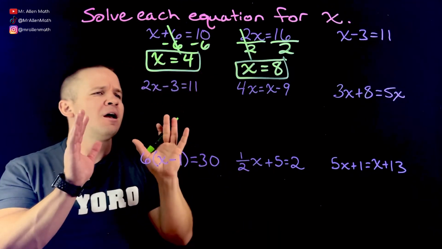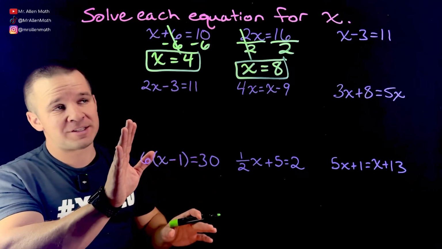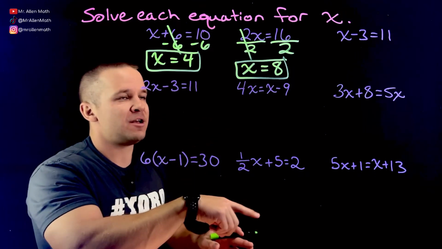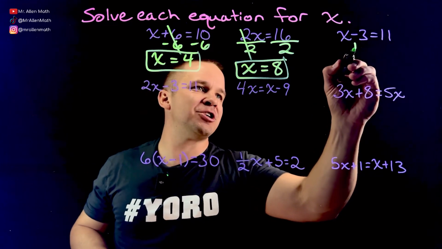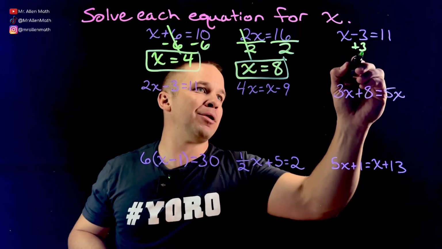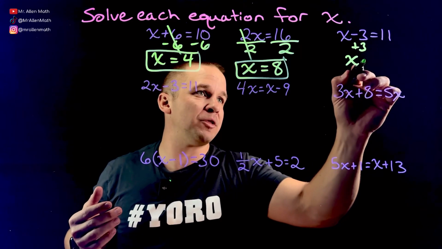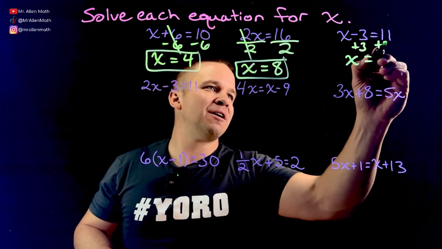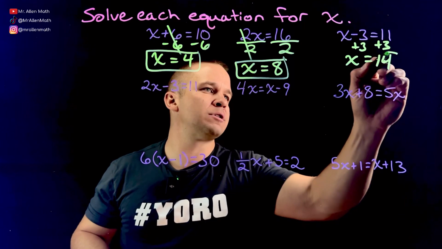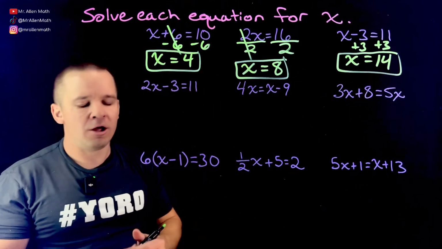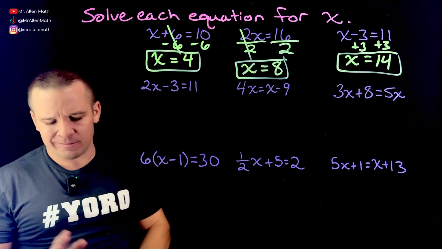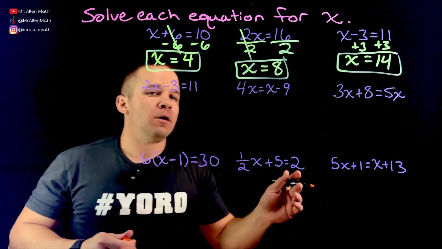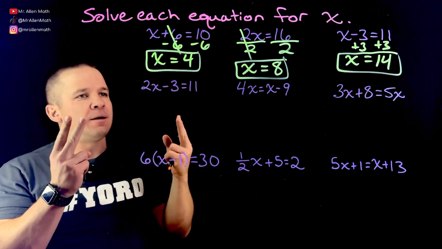All right. Last one of the one-step equations. We have x minus 3. The opposite of subtraction is addition. So if I had negative 3 plus 3, that's just gone. I'm just left with x here. So that's my goal. Get x by itself. Whatever I do to one side, I do to the other, and I got 14 for x. One-step equations, done, conquered. Leveling up. Two-step.